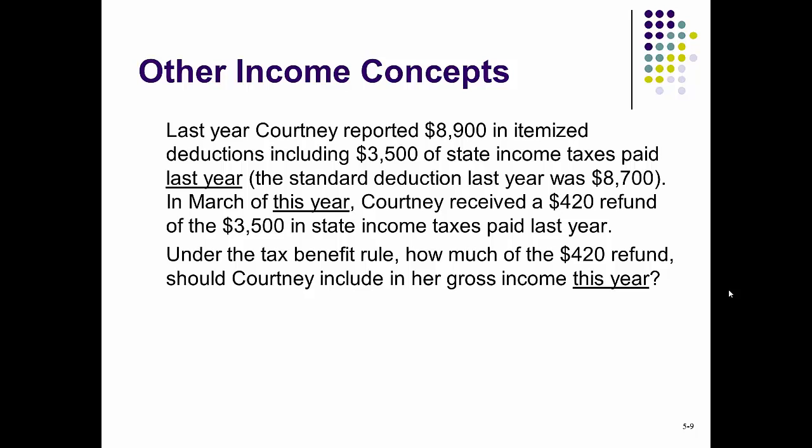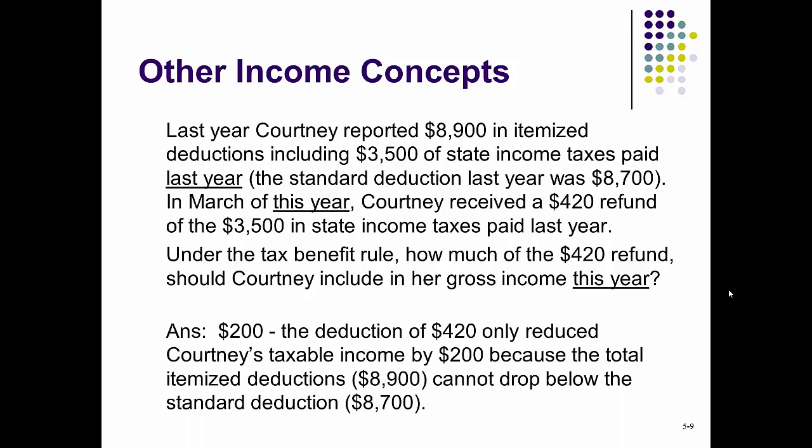But let's look at whether the itemized deduction and the standard deduction has some impact on it. And so it will be $200. The deduction of $400 only reduced Courtney's taxable income by $200 because the total itemized deductions cannot drop below the standard deduction. So here, because of the difference between $8,900 and $8,700, the benefit that Courtney received is only the $200, not the entire $400 state income tax refund.